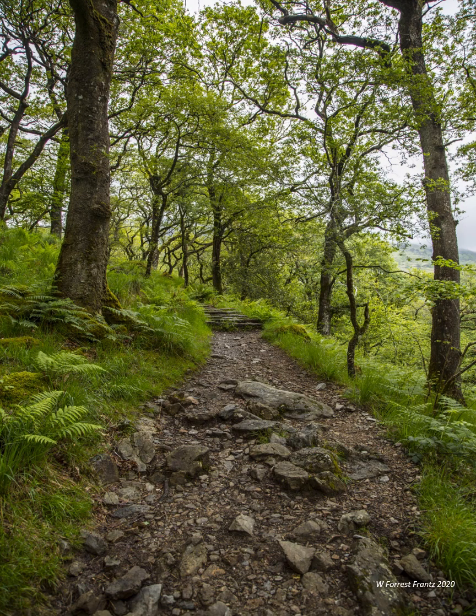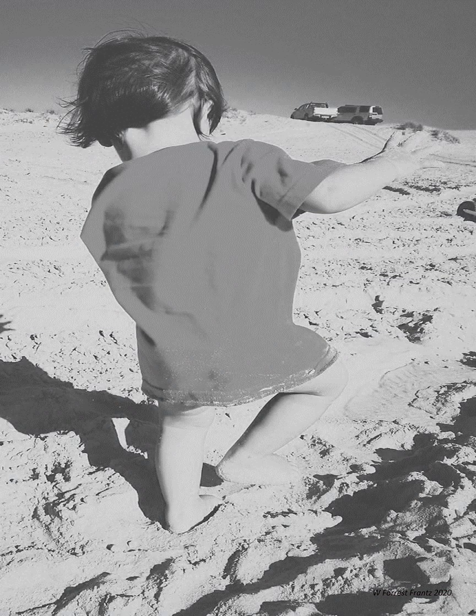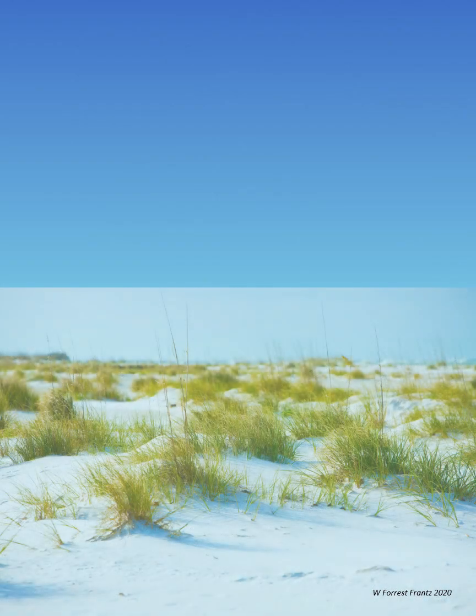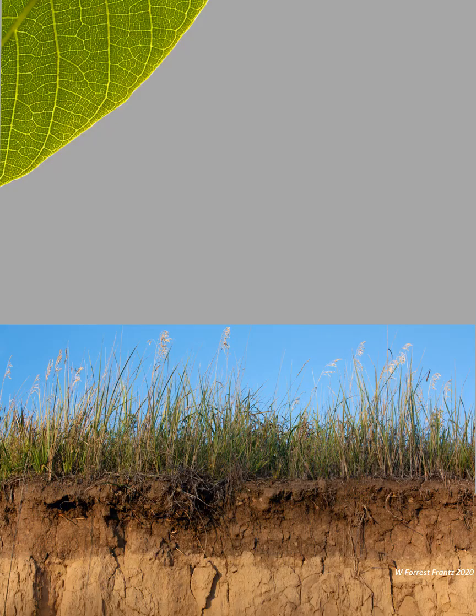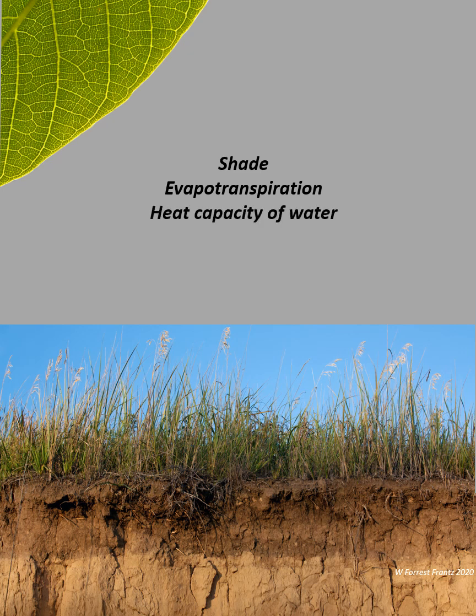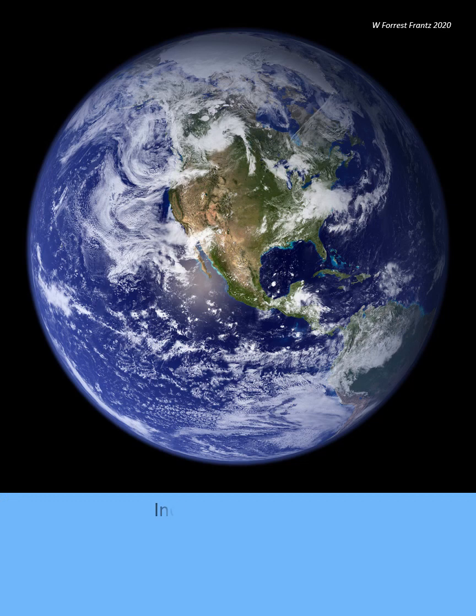You've walked through a forest on a hot day. You know it's cooler. As a child, you've madly run on tiptoes over hot sand at the beach. You know that the grassy spot is cooler. That coolness comes from a combination of shade, evapotranspiration, and the higher heat capacity of water in plants.